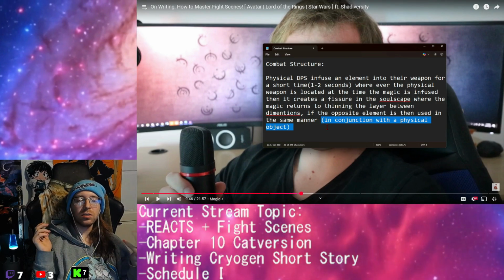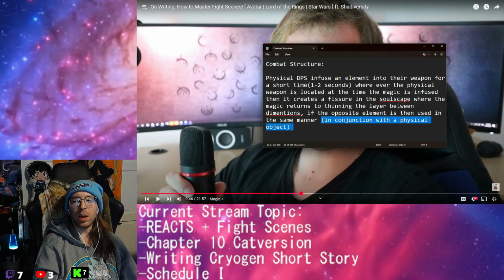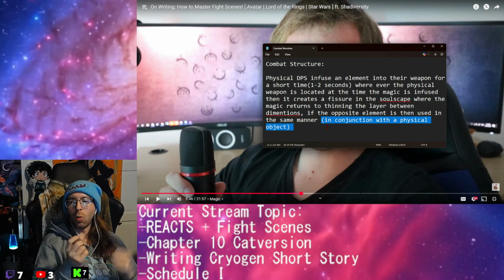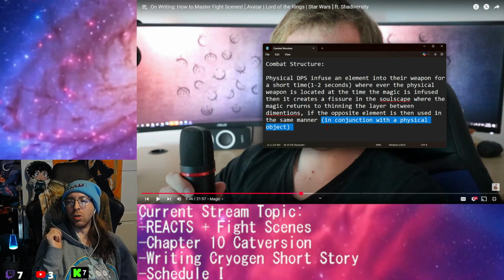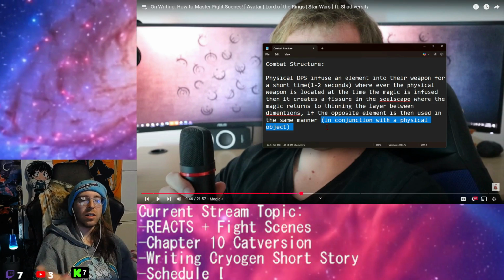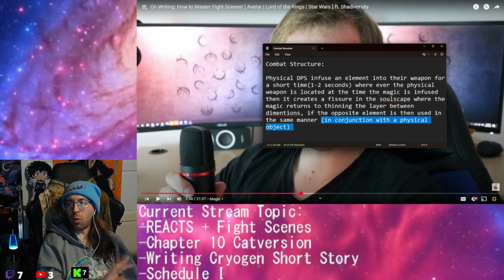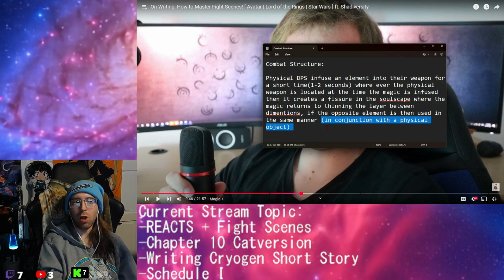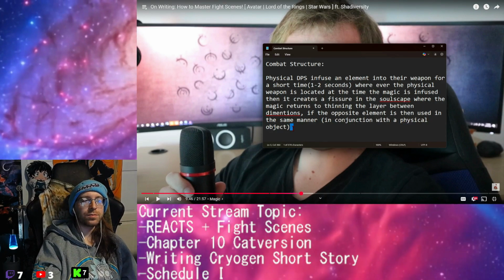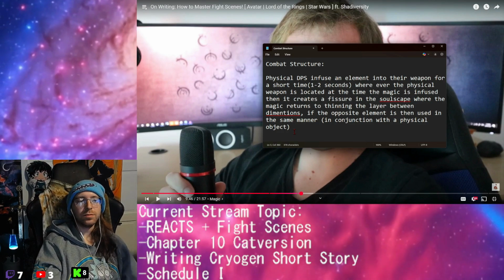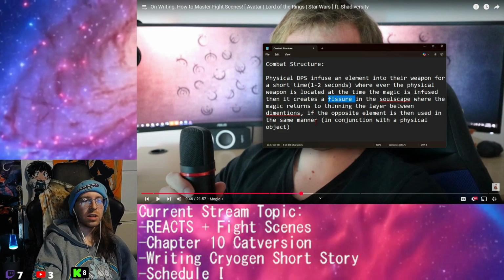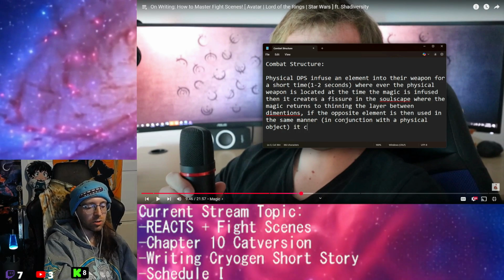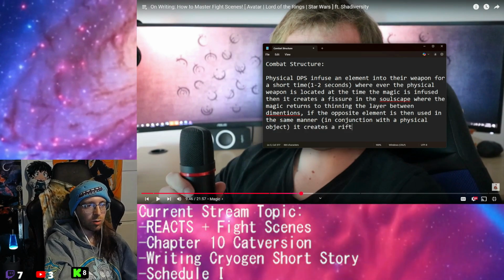So at some point in time, injecting a physical weapon with magic as a melee, or a ranger with an arrow, or a gunner with a bullet, or any kind of throwing weapon, or any kind of physical object, then they can create a fissure. And then if you use the opposite element on the fissure, it creates a rift.